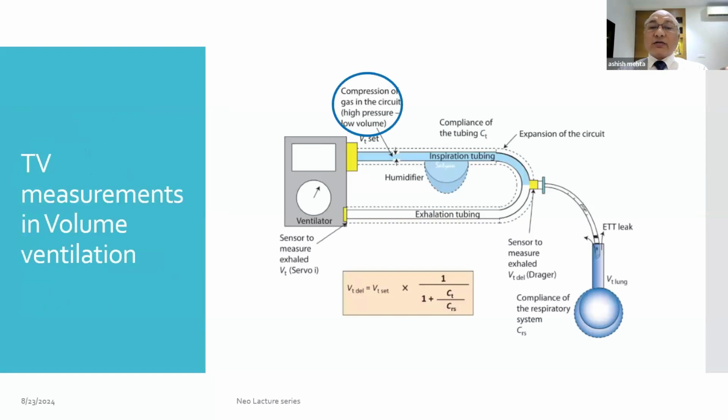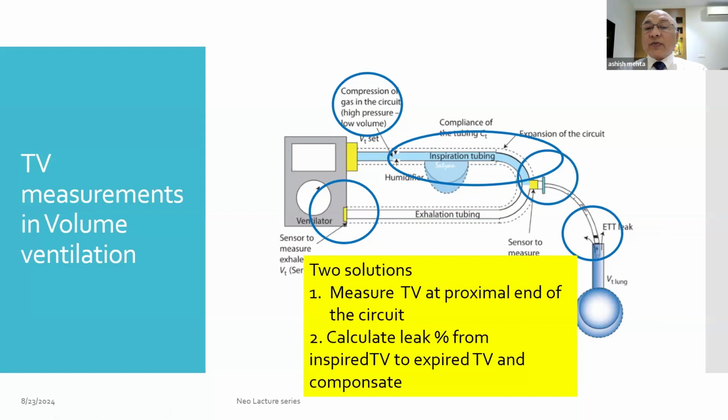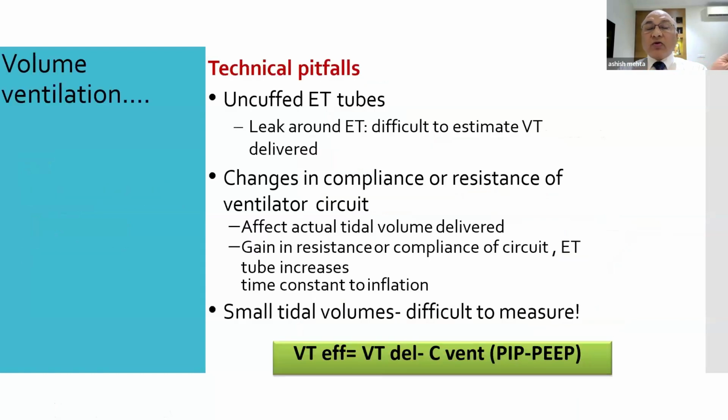You can see here that the circuit of the newborn ventilator is always a compliant circuit. When you buy a new ventilator, with this compliance, a lot of volume is being absorbed or lost into this circuit. Second problem is the sensor is at the distal end. Ideally, the sensor has to be at the proximal end. And the problem is the endotracheal tube leak. So if you can measure the tidal volume at the proximal end and calculate leak from the inhaled to exhaled tidal volume, probably you can do the job.